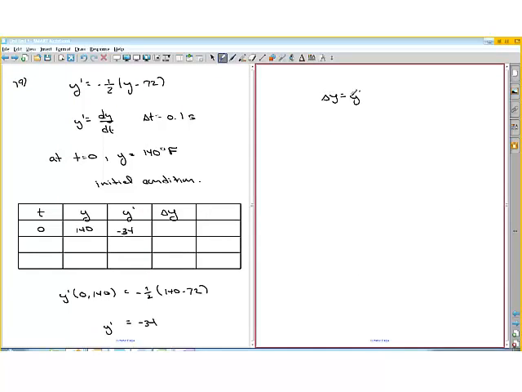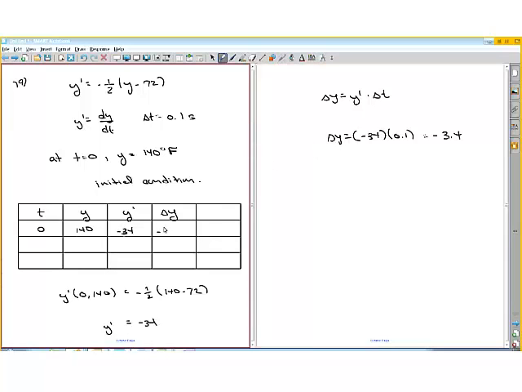So delta y is equal to y prime, in this case, times delta t, because y prime is dy/dt, and if I multiply by delta t, I get an approximation for this change. So delta y is equal to y prime, which initially is negative 34, times delta t, which is 0.1. So you get negative 3.4. So delta y is negative 3.4.